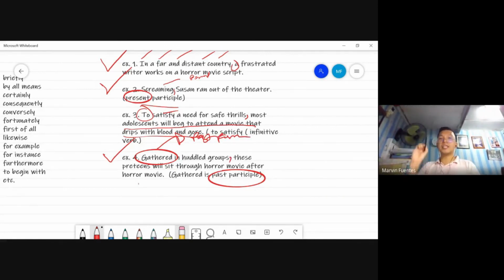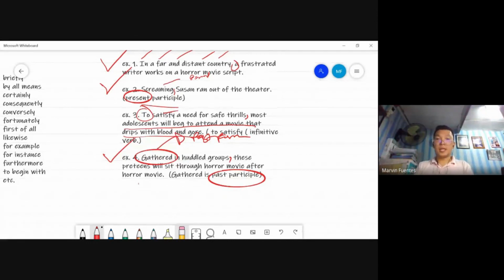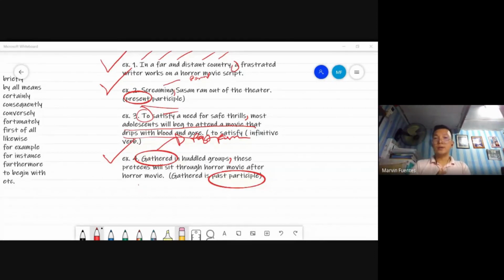Okay, gathered and huddled group, because this is part of a demonstrative pronoun, right? This is my thing or this is my bag, and these are my gadgets. That is my friend. Those are my circle of friends. That is a complete thought. Once you have that, these preteens will sit through horror movie after horror movie. Period. That is where you put a comma. Easy, right? That is the ruling for the introductory phrase.